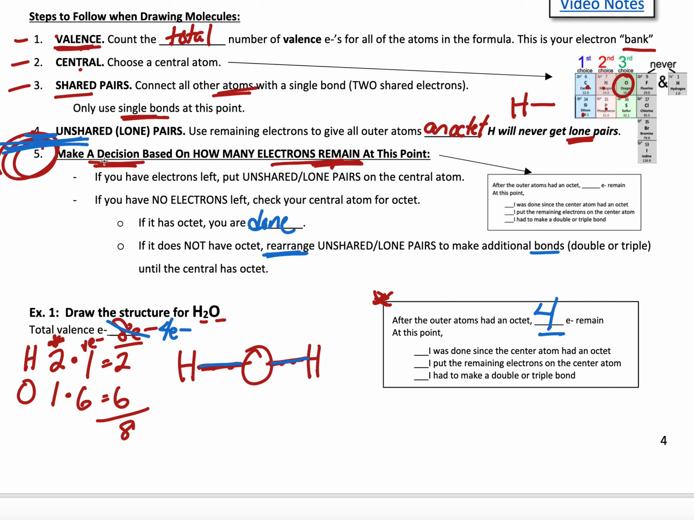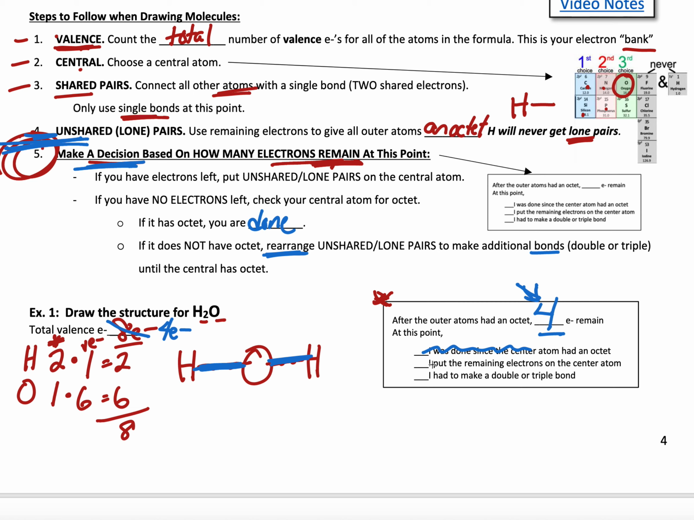You have to take some unshared lone pairs and move them around and make different kinds of bonds. So the big decision making is all dependent upon how many electrons remain. So figure that out first. After the outer guys are set, figure out how many are left. Write that down. Then go through this checklist right in order. Number 1 says, I was done since the center atom had an octet. Well, does our center atom have an octet? Are we done? I don't know. Let's look. So we see this oxygen here. It has 2 electrons and another 2 electrons. So far it has 4, which is not 8. So we're not done. It doesn't have an octet.